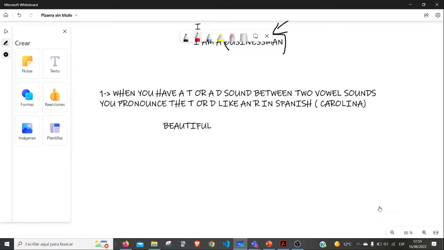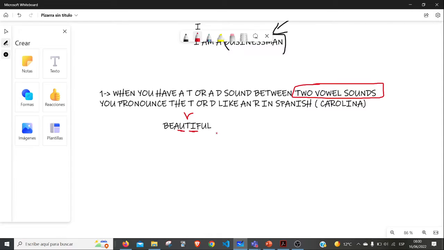Between two what? Vowels. Vowel sounds. So what happens when you have a T between two vowel sounds? You pronounce it like an R. So we say beautiful. You got that part, right?